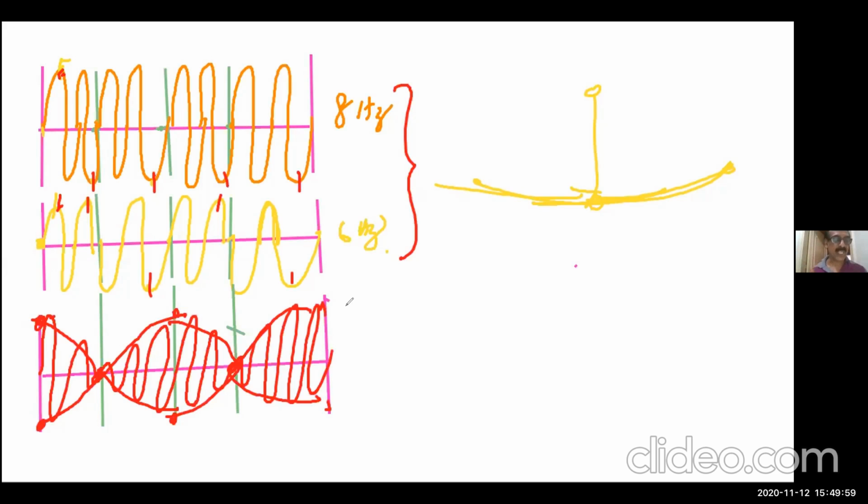Continue. When two sound waves of slightly different frequencies, not more than 10 hertz, traveling in a medium along the same direction, are superimposed on each other, then the intensity of the resultant wave at a particular position rises and falls regularly with the time.